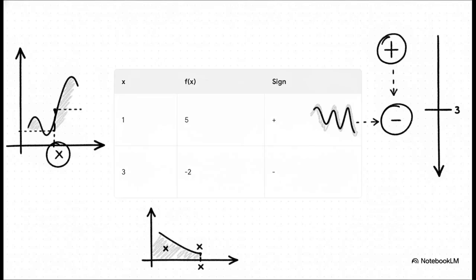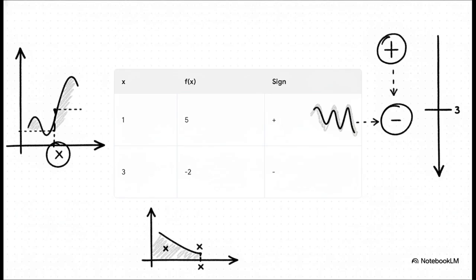And this brilliantly illustrates the sheer power of the IVT. Notice, we don't even know the massive equation behind this data. All we know is that when we input an x of 1, our output is positive 5. When we input an x of 3, our output drops to negative 2. Because the signs are opposite, flipping from positive to negative, we have visually and mathematically proven that a real zero absolutely exists somewhere between x equals 1 and x equals 3. We didn't even have to solve the complex equation. The theorem did all the heavy lifting.